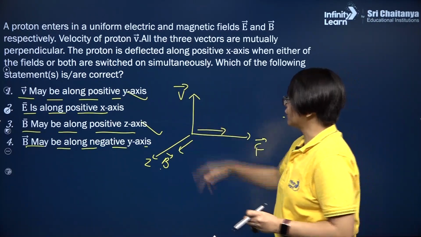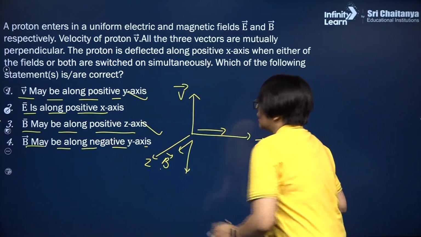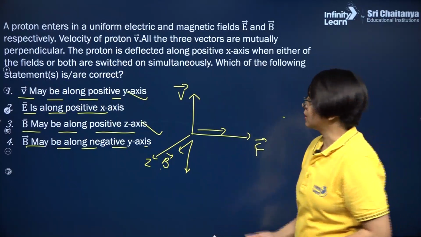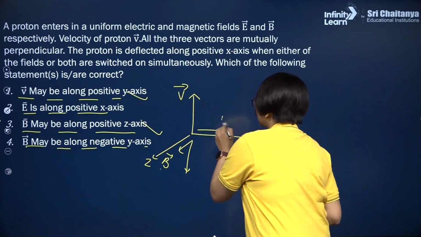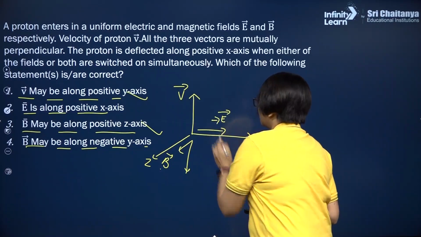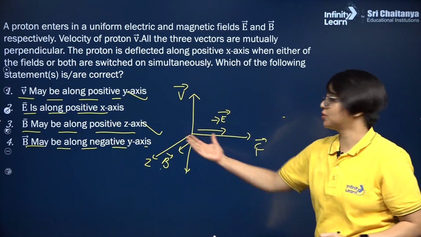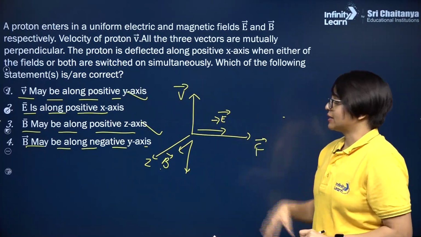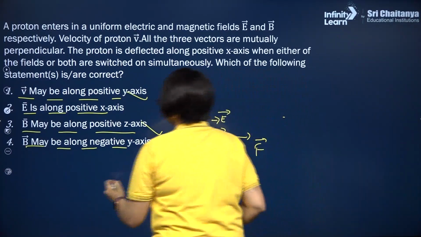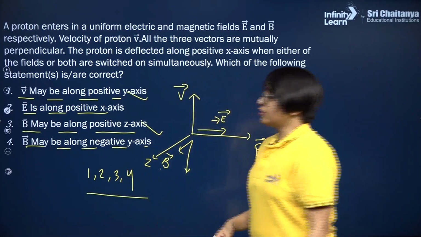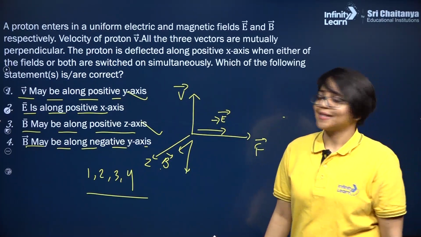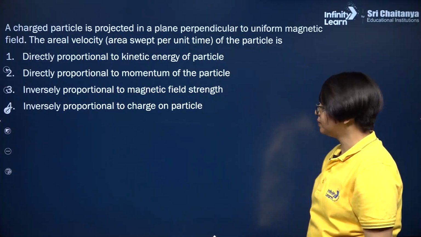So, if B is along negative y-axis, it will not exert any force because velocity and magnetic field are anti-parallel, but this electric field which is switched on along positive x-axis will deflect this proton in positive x direction. So, all the options are possible. So, 1, 2, 3, 4 are your correct answers. Next is this one.